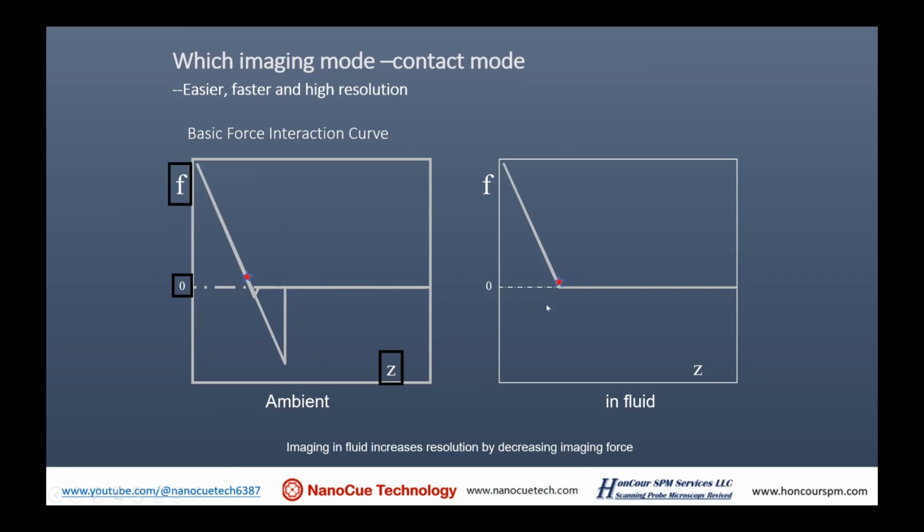However, if you put this in liquid, not just water, liquid including water, organic solvent, and so forth, you could carefully position your set point, make it extremely close to zero point. When you manipulate that, you can have a very, very small amount of force. And when you do that, you minimize your sample distortion and protect the sharpness of your tip. As simple as that, nothing else.